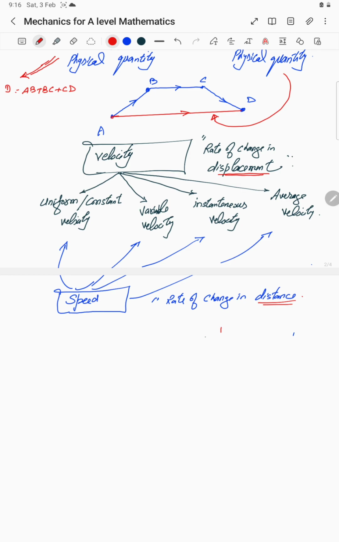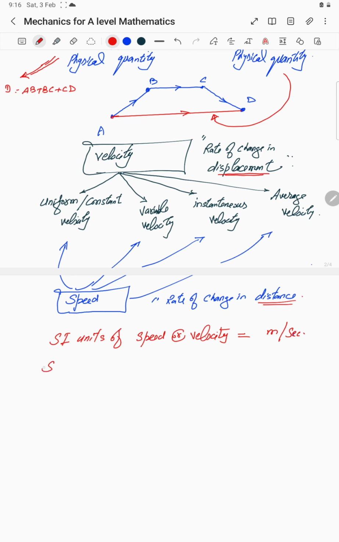And one interesting thing, both can be measured with the SI unit, the system international unit. Let me write it here. SI units of speed or velocity is equal to meter per second, right?